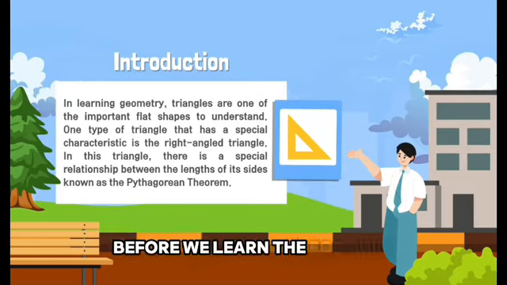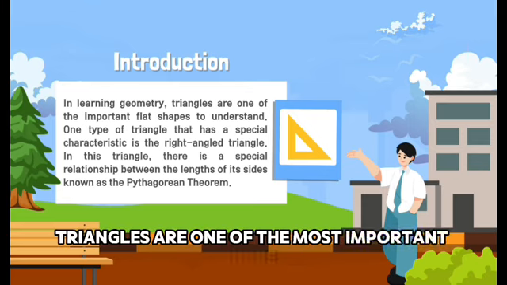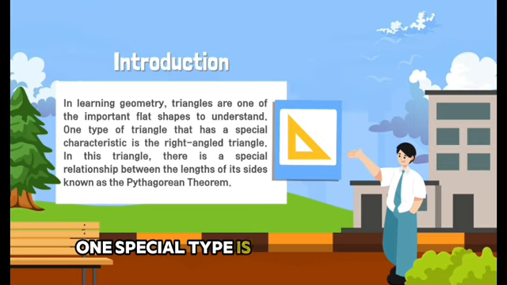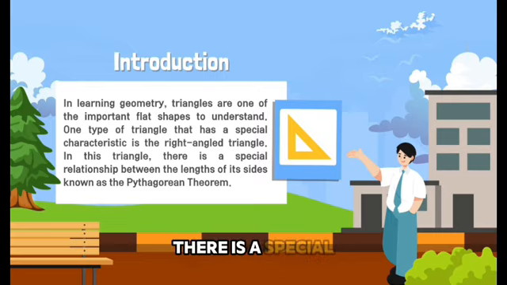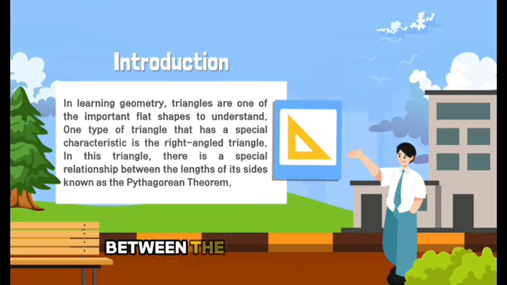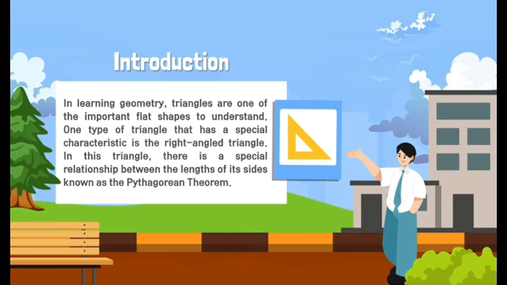Before we learn the formula, let's understand the basic idea. In geometry, triangles are one of the most important shapes. One special type is the right triangle. A right triangle has one angle that measures 90 degrees. In this triangle, there is a special relationship between the lengths of its sides. This relationship is called the Pythagorean theorem.